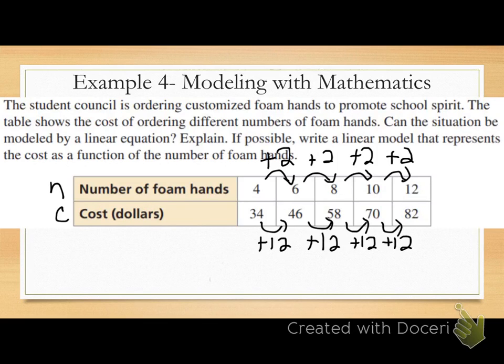So let's use N and C. N is going to be like our X variable. C is going to be like our Y variable. Same concept, it's just going to look a little different because the variables are different.